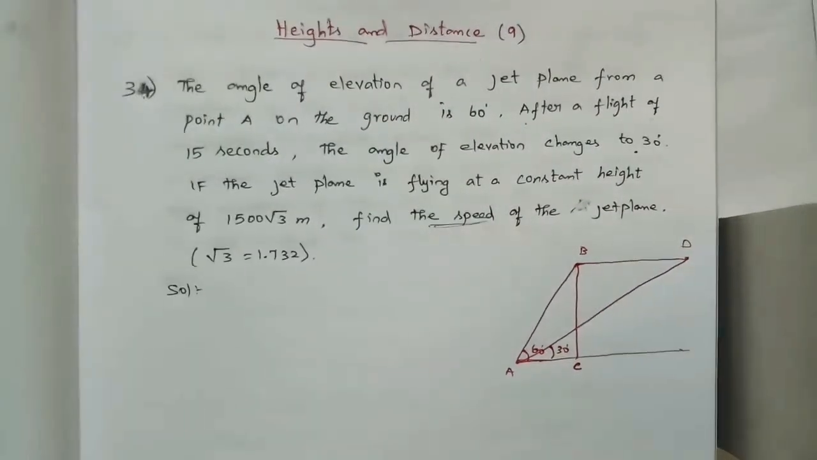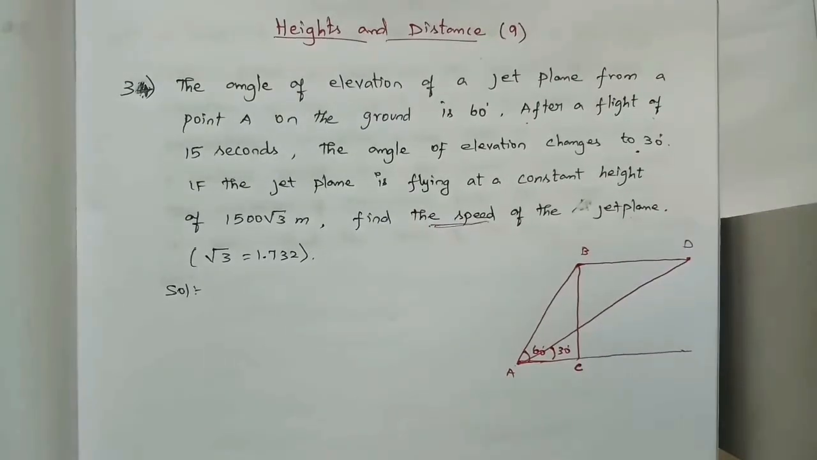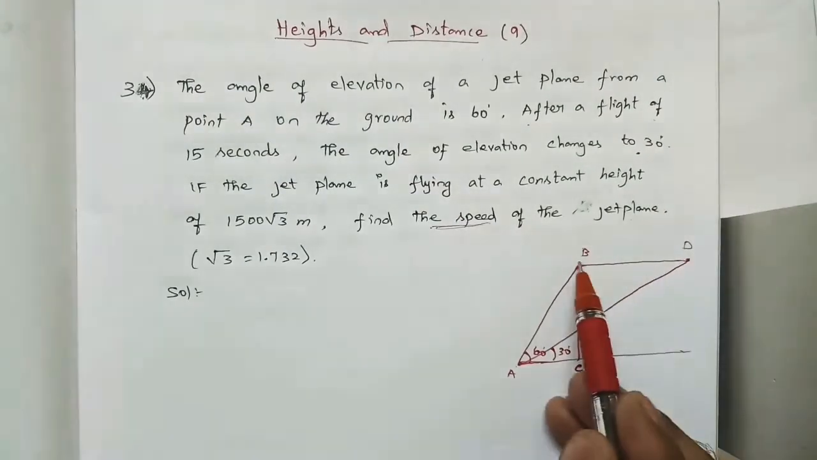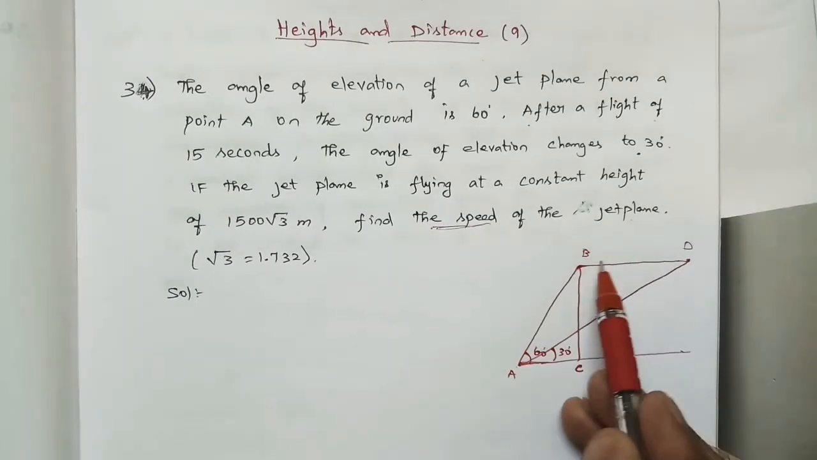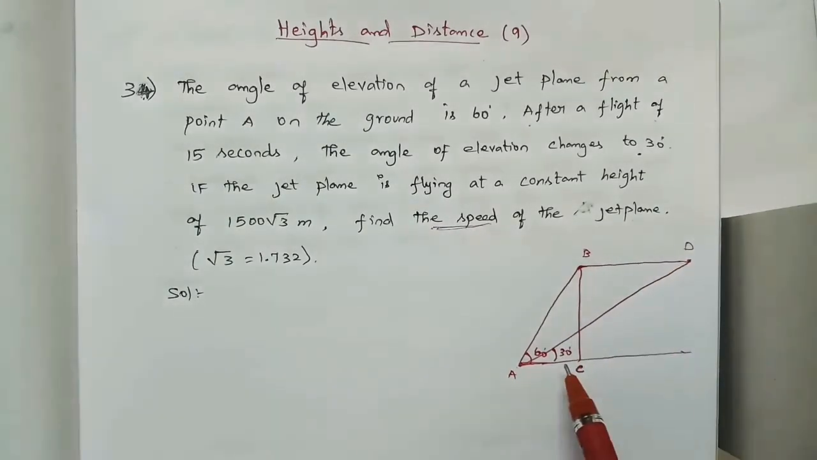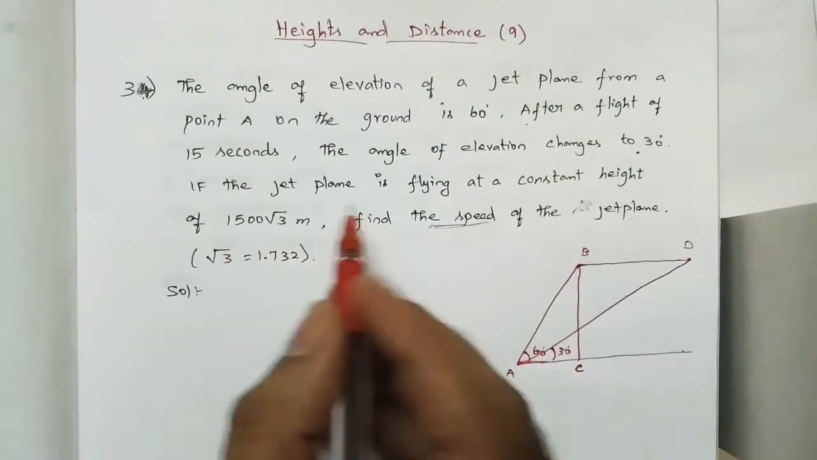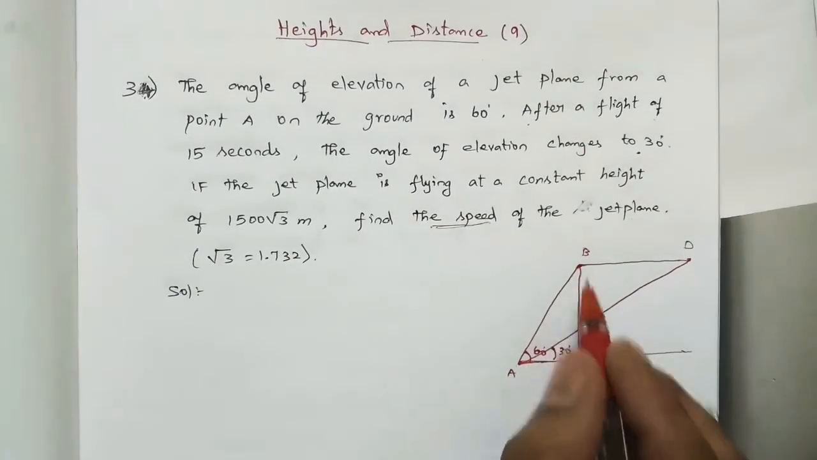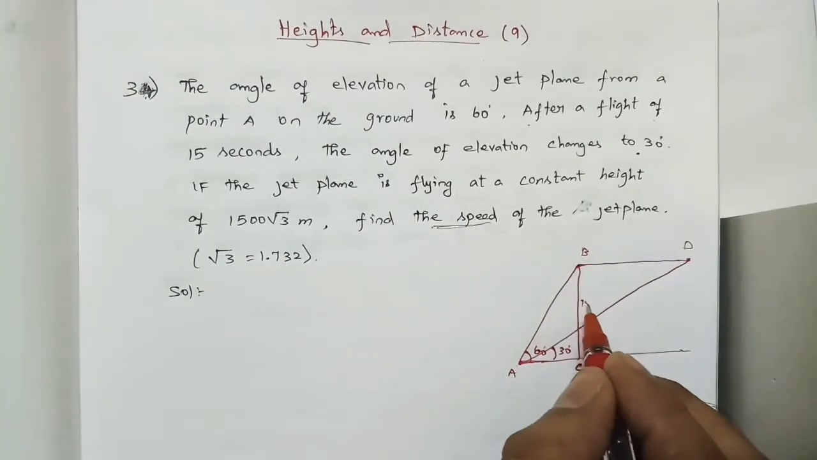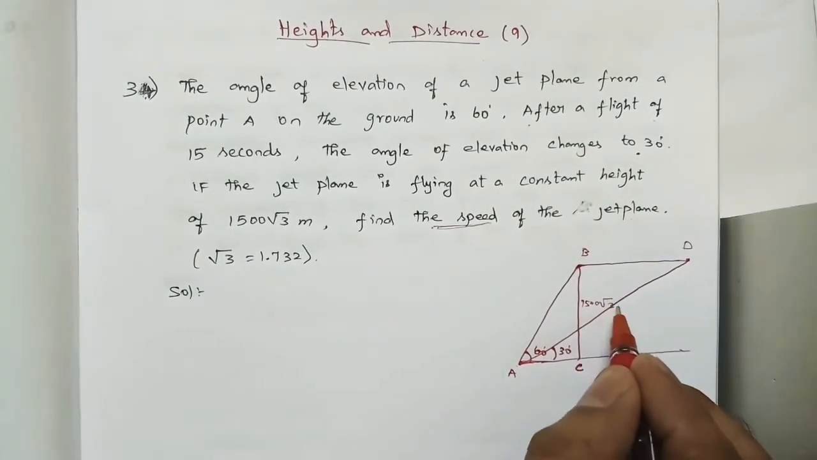But we want to find the distance. Here distance is BD. BD is the distance from the point B to D, which it travels in 15 seconds. So what is the distance? That only we want to find, with the help of the trigonometry ratio. One more thing they have given: the constant height is 1500 into root 3 meter. So BC is 1500 into root 3 meter.